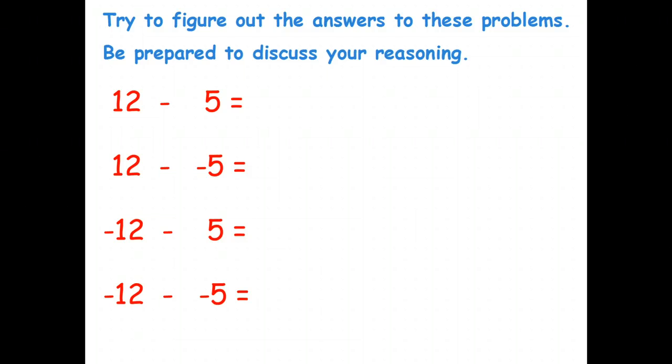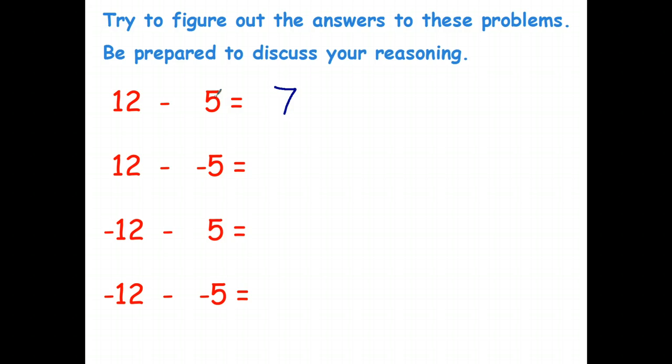Okay, let's see how you went with your reasoning. The first one is pretty obvious. 12 subtract 5. You've been doing those types of questions for years. So you've got $12, you lose $5. You now have $7.